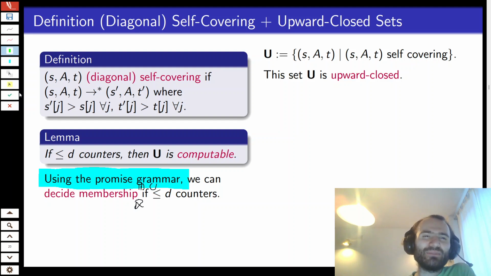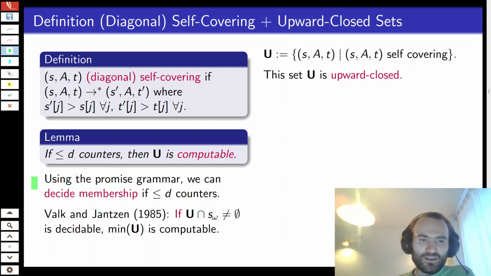Okay, so we can decide membership in the set U, assuming that we have at most D counters. This will, of course, be one of our major things in order to compute U. Okay, so now how does this help us? Well, this helps us due to a result of Falk and Janssen from 1985.